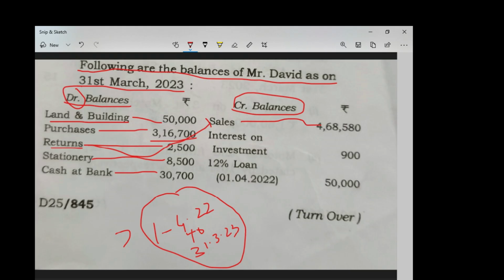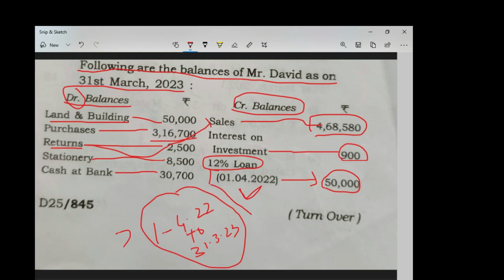sales value, revenue from operations, 4,68,580. Interest on investment is other income, a non-trading income, 900. And a 12% loan: this 12% loan was taken on 1st April 2022, at the beginning of the financial year. The loan was taken for business purposes and the amount is 50,000. Interest is payable on this 50,000 at the rate of 12%, and this is also called a hidden adjustment.